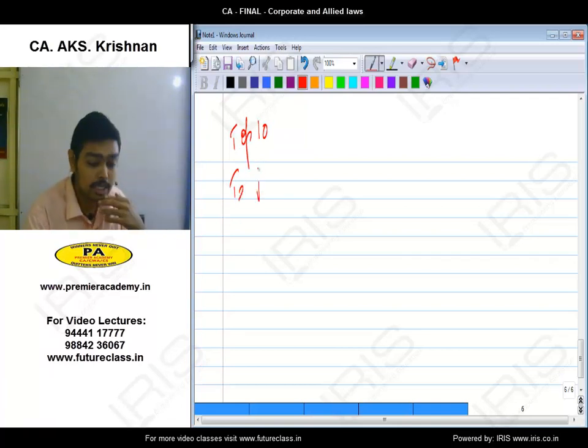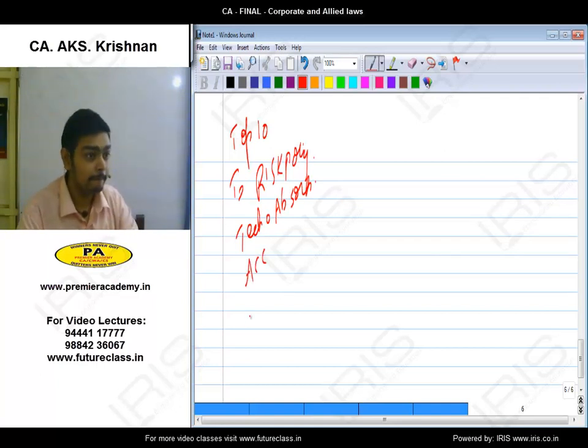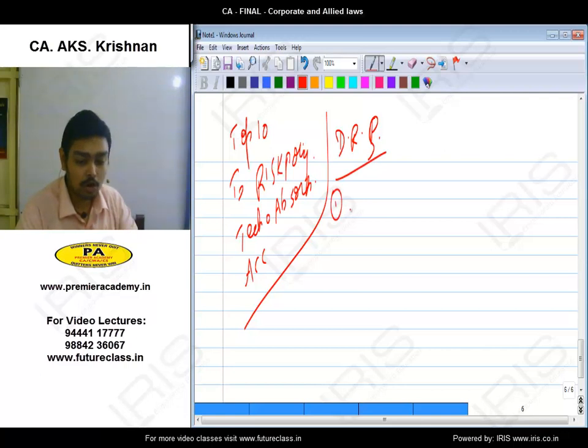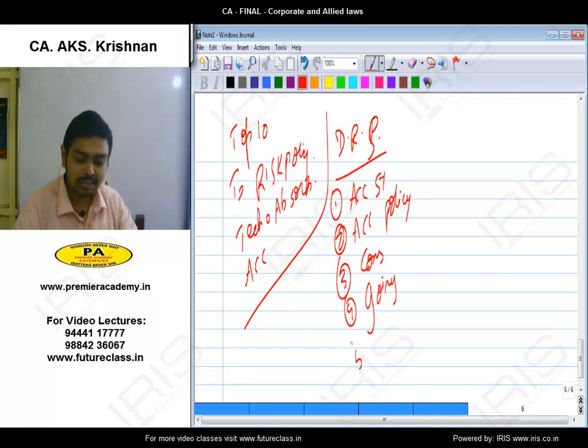Then risk policy. Then technology absorption. Accounting standard violation: if you have not followed an accounting standard, you have to write that. Then we will go to the directors' responsibility statement in detail. In that, first is accounting standards, then accounting policies have been properly adopted, then consistency, then going concern, and IFC, the internal financial control system.